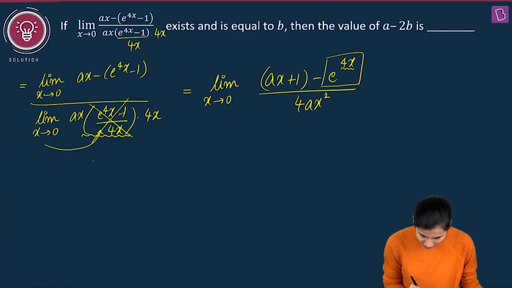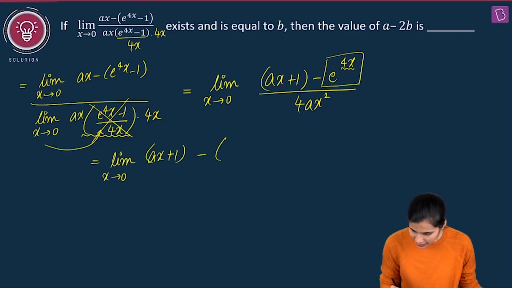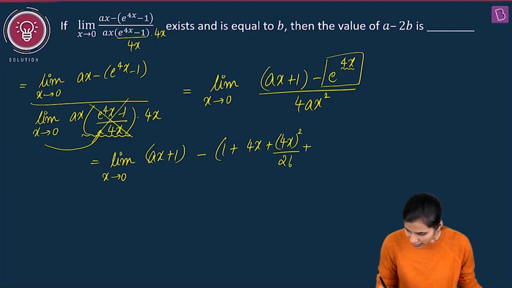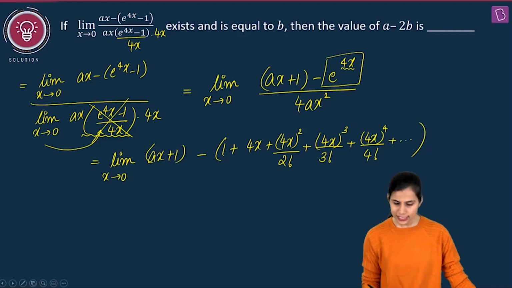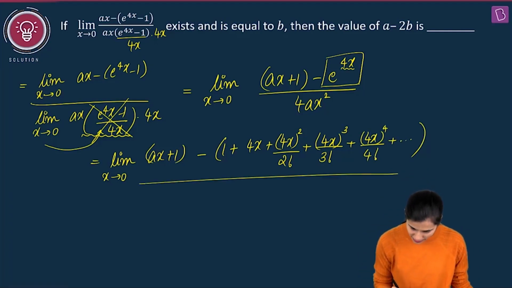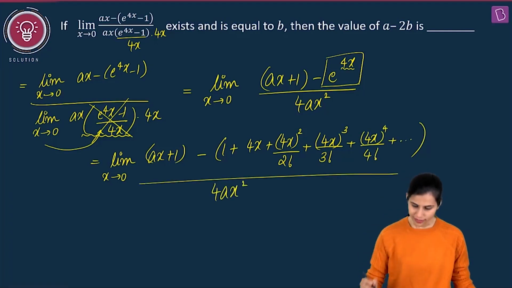Let's see. This will be limit x tends to 0 of ax plus 1 minus 1 plus 4x plus (4x) square by 2 factorial plus (4x) cube by 3 factorial plus (4x) to the power 4 by 4 factorial plus and so on. Yes, and the denominator is the same 4ax square.